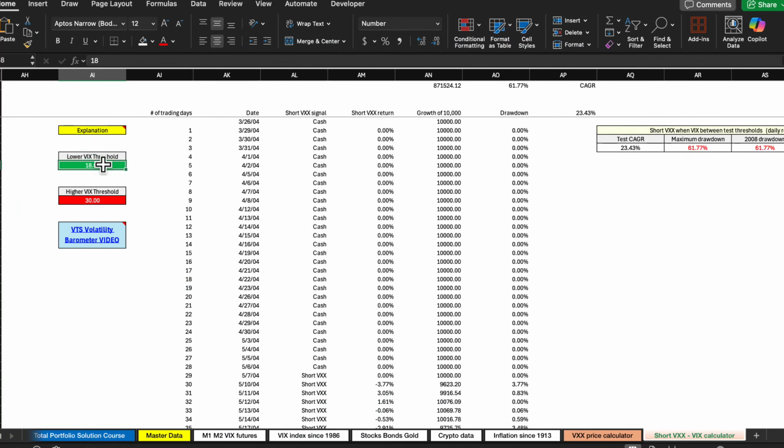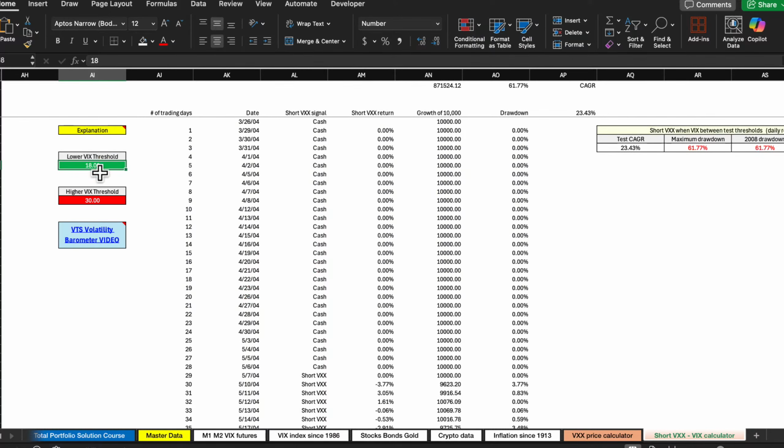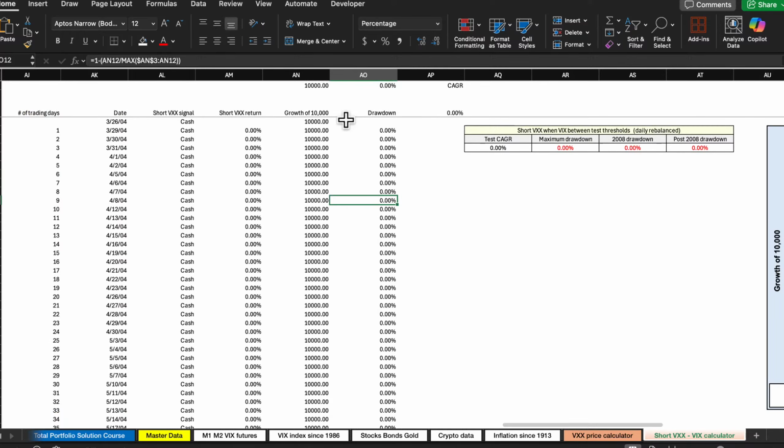So what I've built is a very basic calculator, low end threshold here, and there's explanation on how to use it if you need, but 18 and 30. And then on the right is going to show what that performance actually was. So the first thing I'm going to do is basically just buy and hold. If you put both of them at 0, this is buy and hold the short VXX. This is what it looks like.